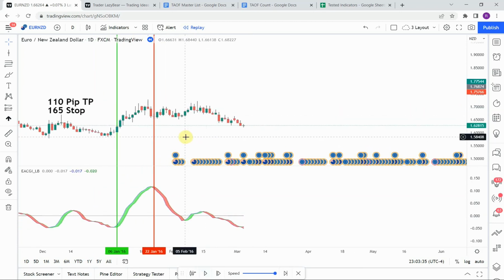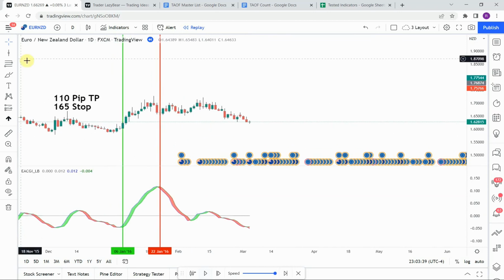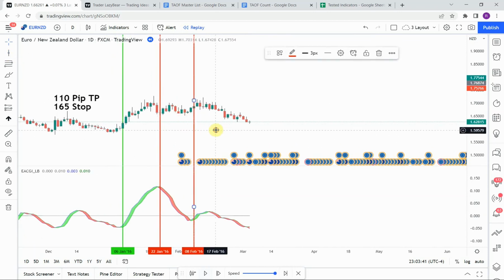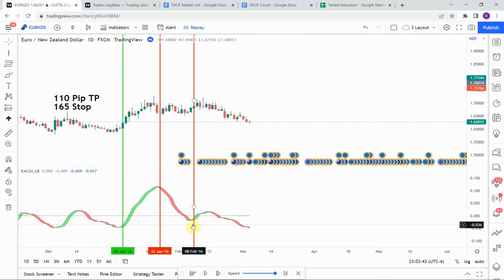So we would have picked up a long right here as well. Let's go ahead and take a look at that. So we pick up a long right here. Again, that push to the downside, then a switch to the green.